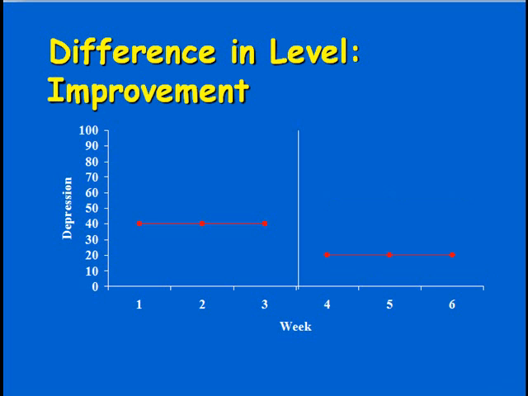Here's a difference in level. Again, level is the difference between the last baseline point and the first intervention point. Here, if we continue this baseline line out, we'd end up at 40. We compare that to where the intervention is at 20, and we can say, okay, our client improved.